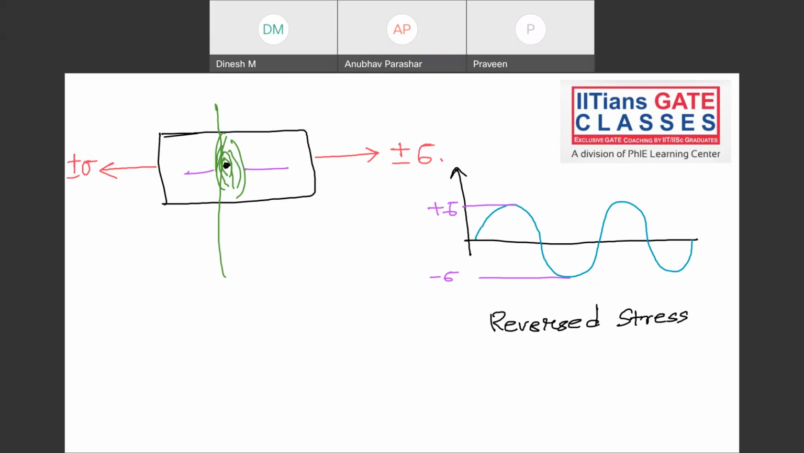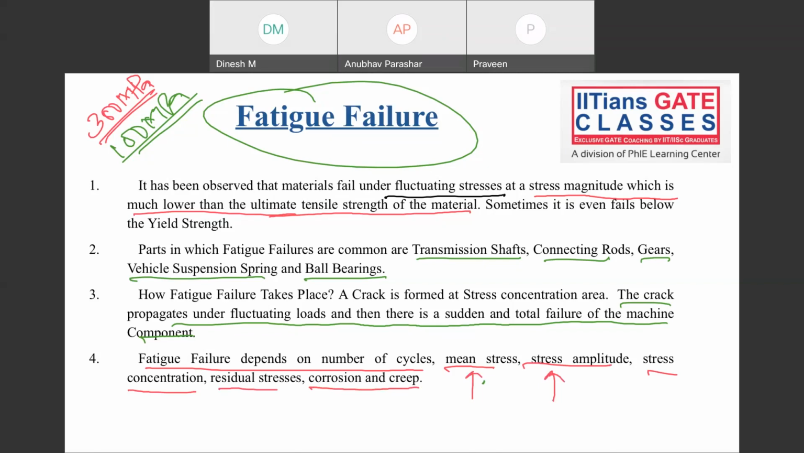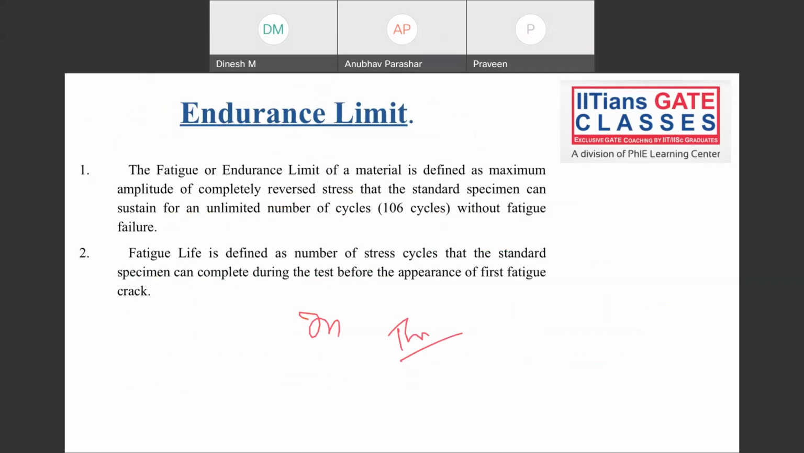This is exactly why, under fluctuating stresses, the material fails at much, much lower strength. It fails at a strength of almost 1/3, right? So the crack propagates under fluctuating load, and then there is a sudden and total failure of the machine component. Okay, so on what factors does this fatigue failure depend? The fatigue failure depends on number of cycles, mean stress, stress amplitude. We have seen what is mean stress and stress amplitude in the last section. Stress concentration, residual stress, and corrosion and creep. Right?